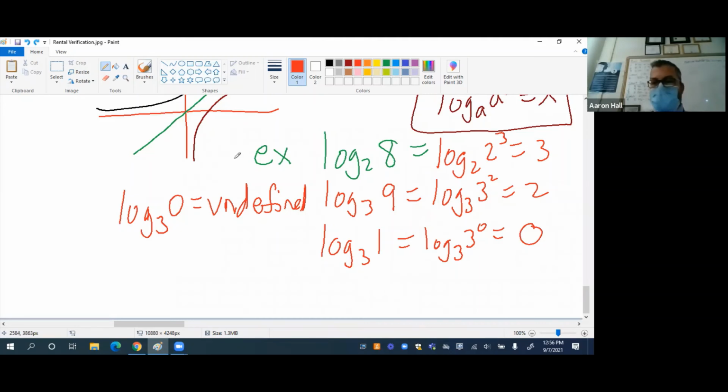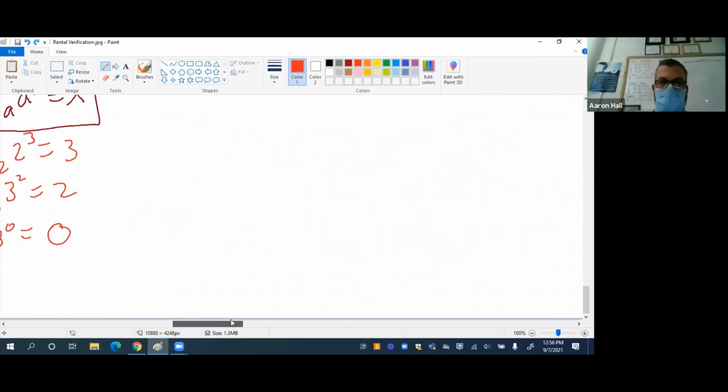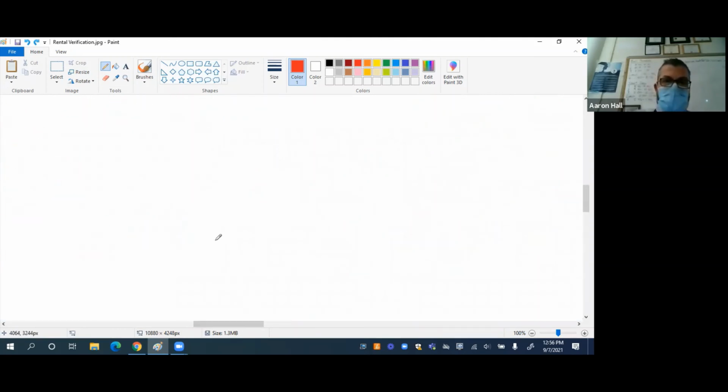Let's do transformations. Do we have enough time for transformations? Okay, I'm just getting nervous. There's just a ton of stuff we're covering today, trying to cover all the important stuff for logarithms.